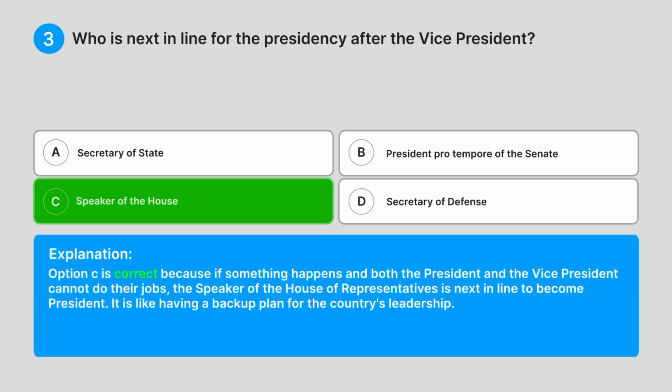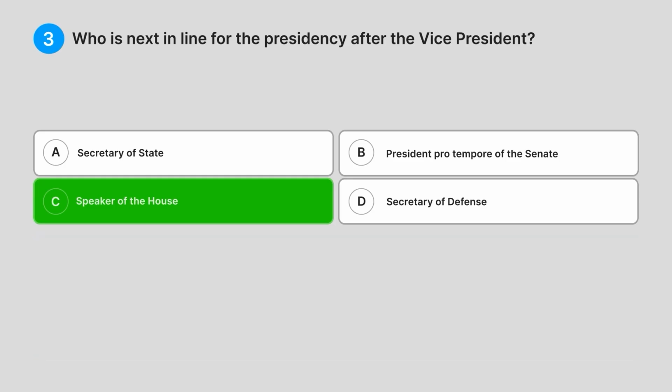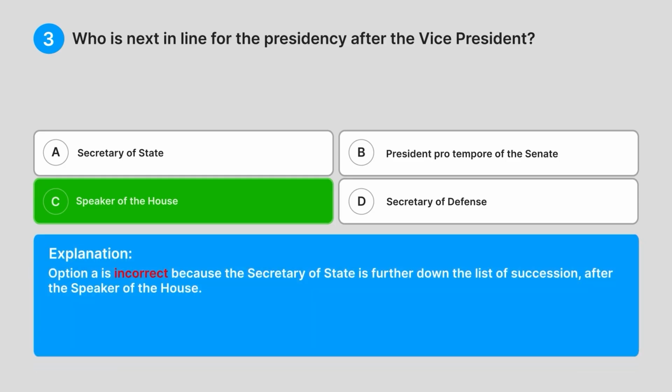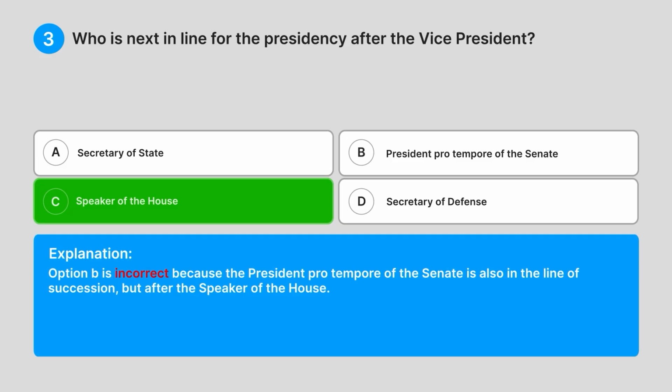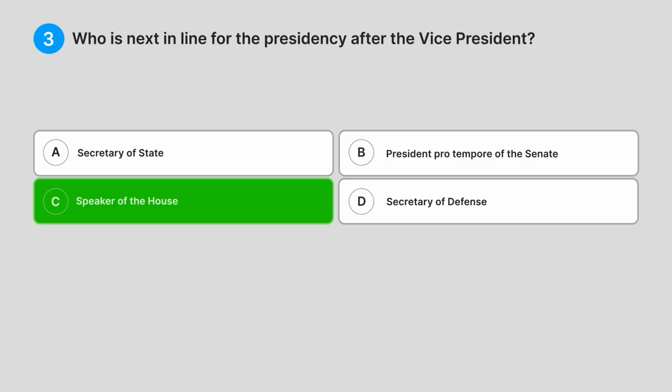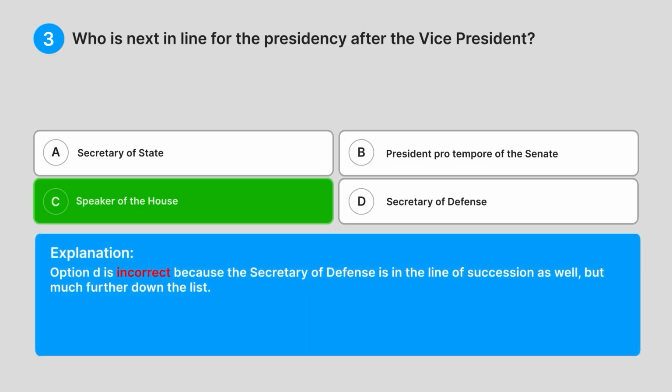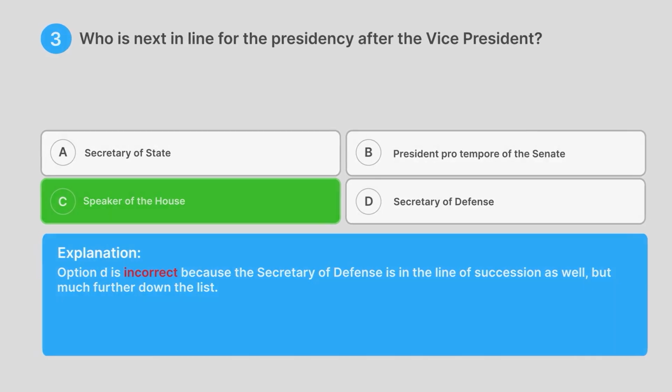Explanation. Option C is correct because if something happens and both the President and the Vice President cannot do their jobs, the Speaker of the House of Representatives is next in line to become President. It is like having a backup plan for the country's leadership. Option A is incorrect because the Secretary of State is further down the list of succession after the Speaker of the House. Option B is incorrect because the President pro tempore of the Senate is also in the line of succession, but after the Speaker of the House. Option D is incorrect because the Secretary of Defense is in the line of succession as well, but much further down the list.